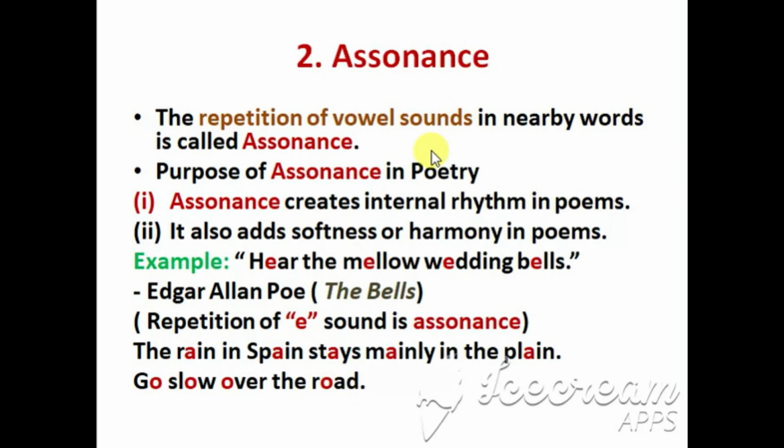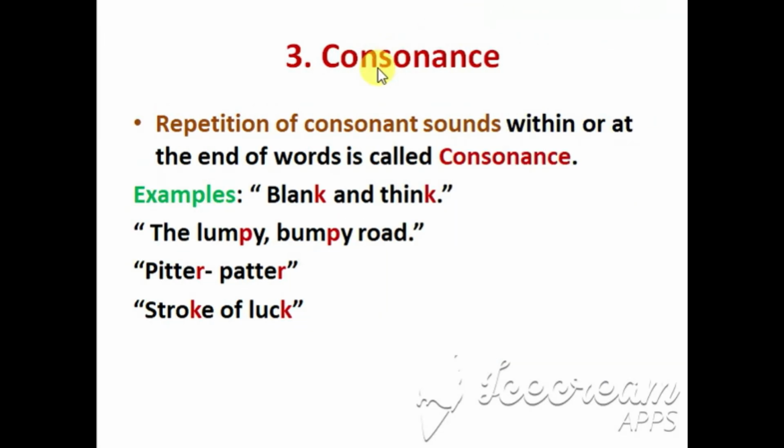So this is an example of assonance, repetition of vowel sounds in nearby words. This is called assonance. Next literary term, consonance. Now what is consonance? The repetition of consonant sounds within or at the end of words. This is called consonance. Now let us look at some examples.